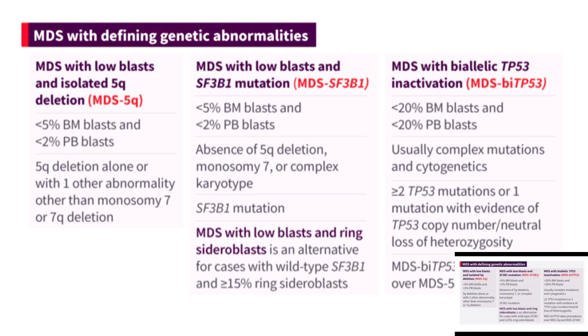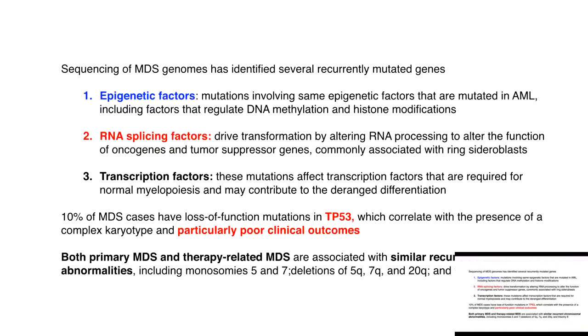As you can see, some of the more common ones, the 5q, the long arm of 5 deletion, the SF3B1 mutation, and the TP53 inactivation. All of them have significance. This is most often associated with the ring sideroblast, and therefore treatment with lenalidomide. TP53, very poor outcomes in those myelodysplastic syndrome.